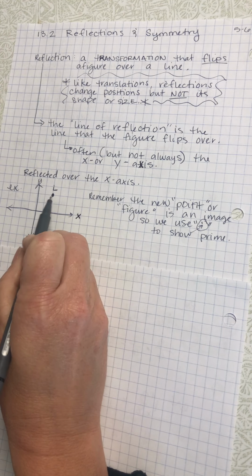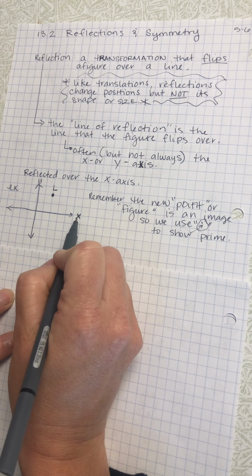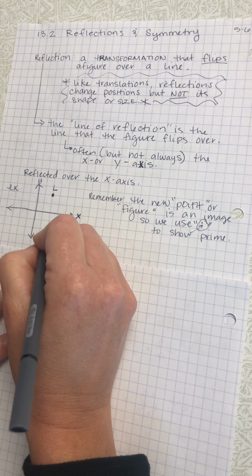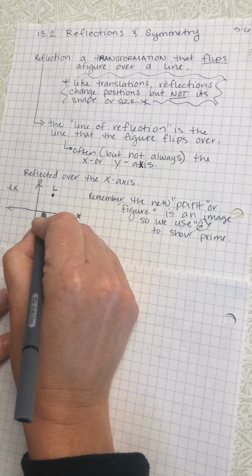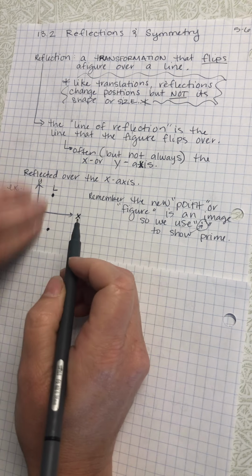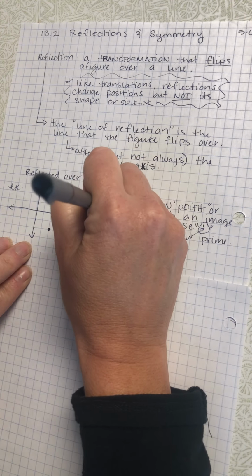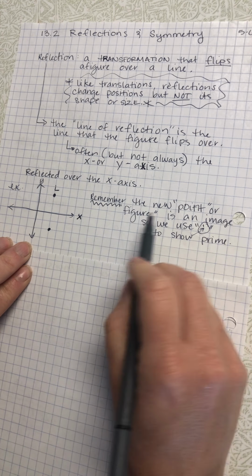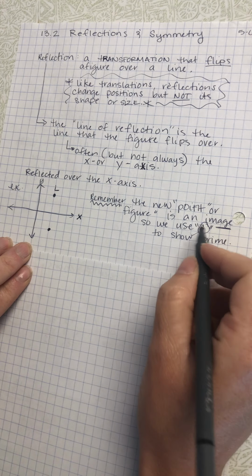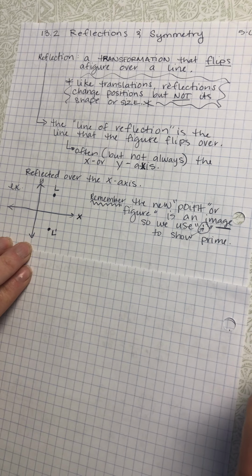And so if L is 2 over and 2 up, that means if it flips, it's going to go down 2, but still be 2 away from the x, right? So this was 2 up, we're 2 down in the same location, on the same line. We want to remember this we learned yesterday. The new point or figure, if it's a shape, is an image. So we want to use that prime. So this new point is L prime. Okay?